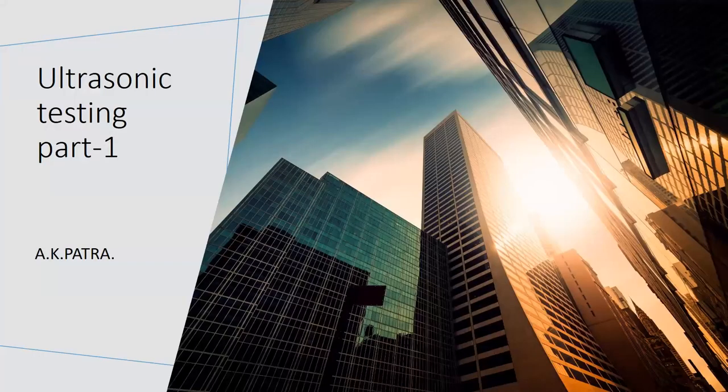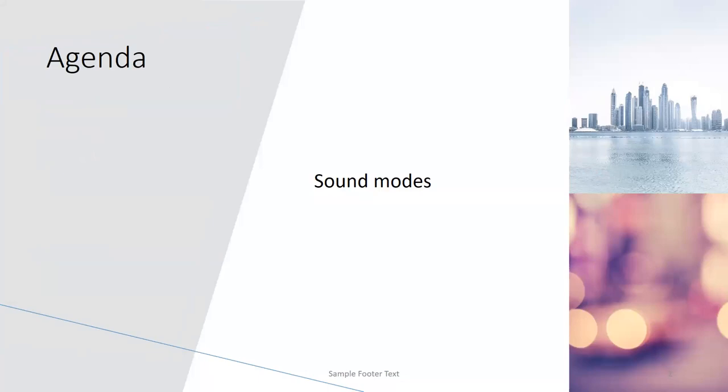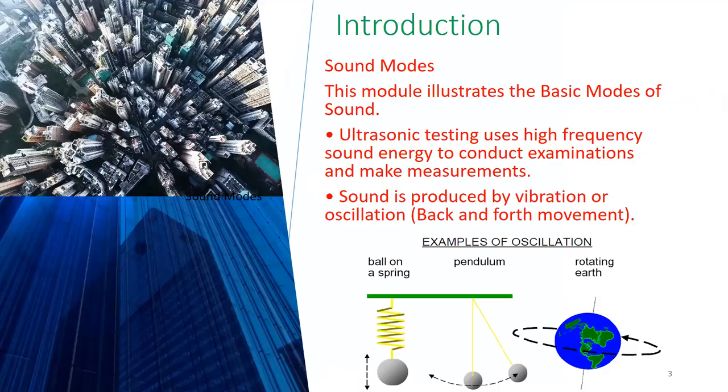Ultrasonic testing, part 1. Sound modes. This model illustrates the basic modes of sound. Ultrasonic testing uses high frequency sound energy to conduct examination and make measurements. Sound is produced by vibration or oscillation, back and forth movement, same as a ball and spring, a pendulum, or the rotating earth.